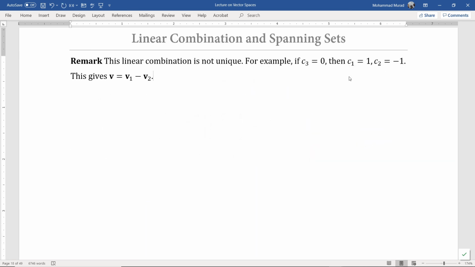Remark: the linear combination we obtained earlier is not unique. For example, had we chosen C sub 3 to be equal to 0, we would get C sub 1 equal to 1 and C sub 2 equal to negative 1. And this gives the vector V can also be written as a linear combination of the vectors V sub 1 and V sub 2, as shown here. So a vector V can be obtained in many different ways from the linear combination of the vectors in a given set.